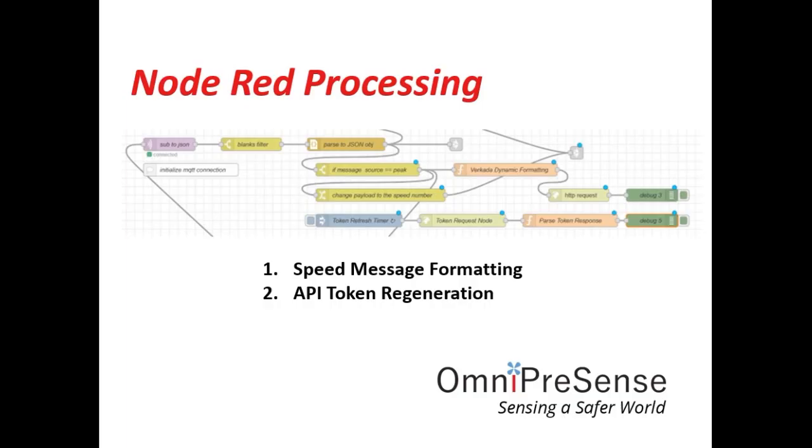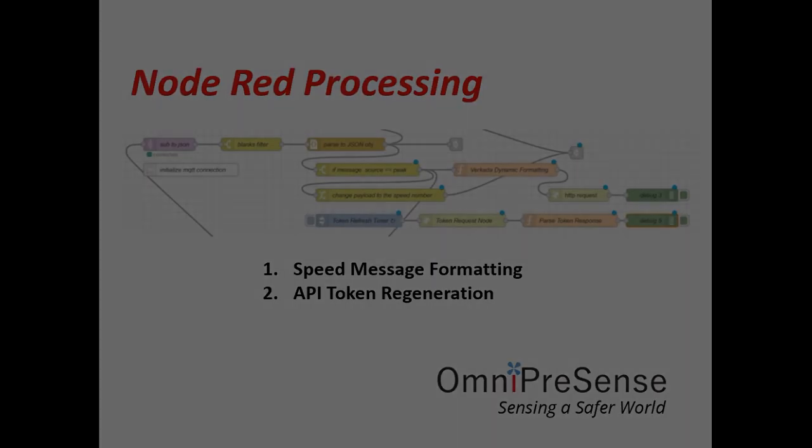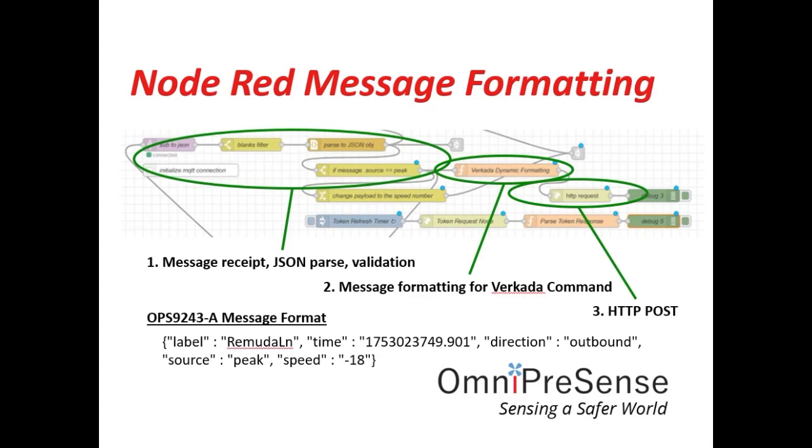We'll use Node-RED for two main functions. First, formatting the OPS9243-A speed messages so Verkada command will accept them. And second, regeneration of the API token every 30 minutes. The Node-RED message formatting consists of three main parts. First, the message is received via MQTT. The message is in JSON format and is parsed. It is then validated, confirming it's a proper message with the speed information.